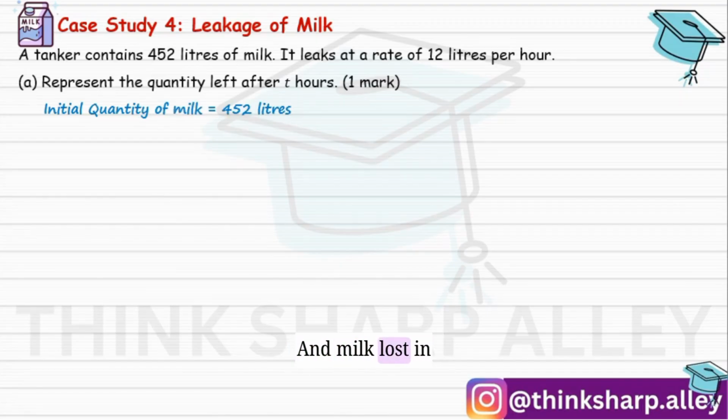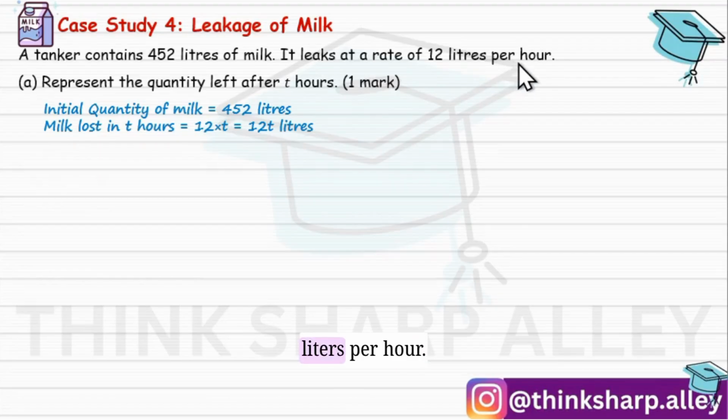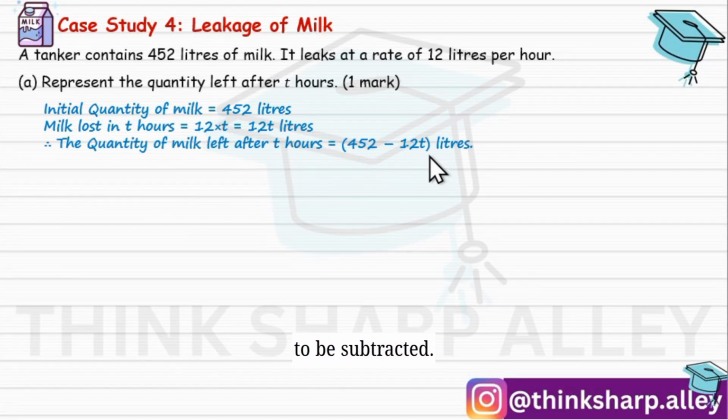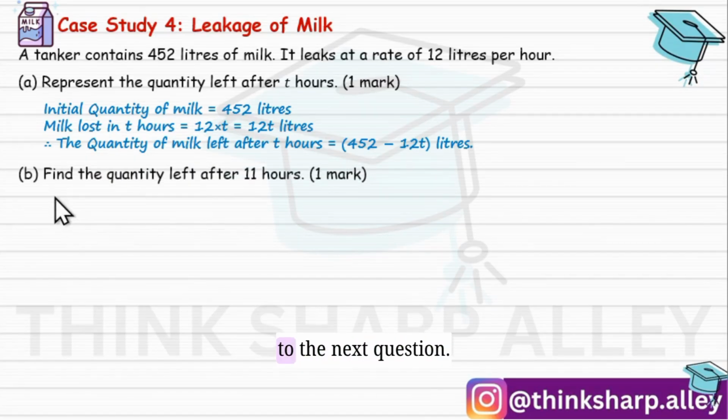And milk lost in T hours is going to be 12 times T because it leaks at the rate of 12 liters per hour. So in 1 hour, 12 liters milk is lost. So in T hours, 12T liters milk will be lost. So now the quantity left after T hours will be 452 minus 12T. The lost part needs to be subtracted. Now this is a magic formula. Remember this. Let us move on to the next question.